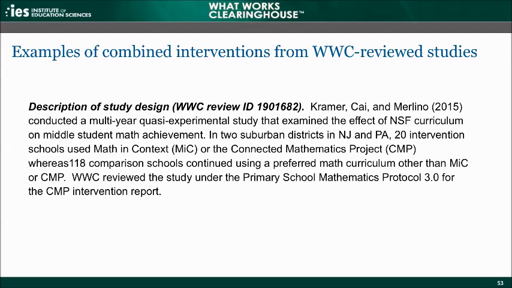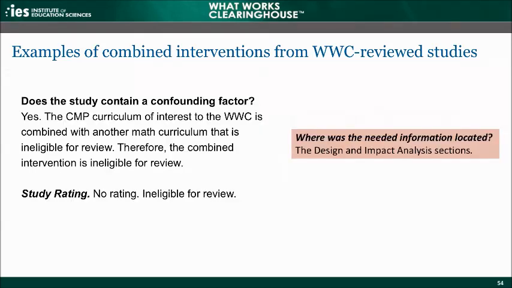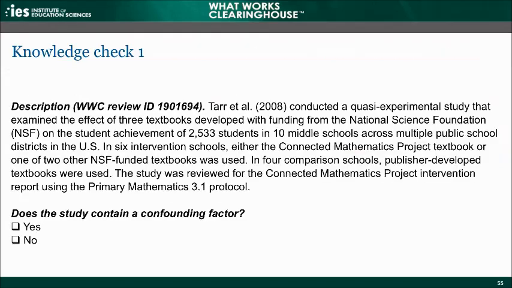And again, for the sake of time, I know we want to get to some question and answer. I'm going to just move to the next slide and say, yes, the CMP curriculum of interest to the WWC is combined with another math curriculum that is ineligible for review. Therefore, the combined intervention is ineligible for review. So once again, this combined intervention would receive no rating and would be ineligible for review. And then our last example. We go to the next slide.